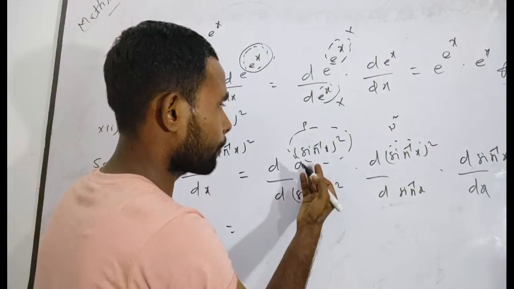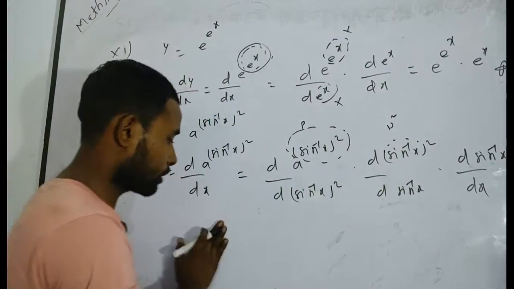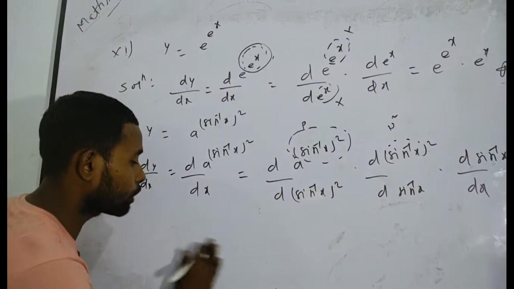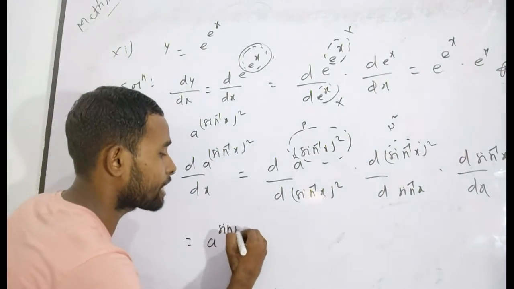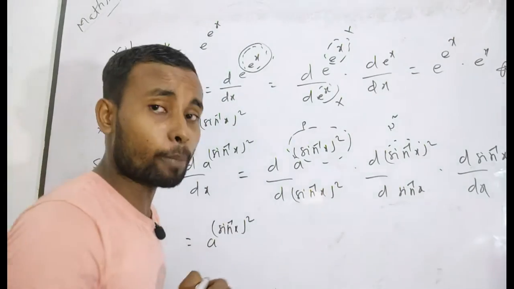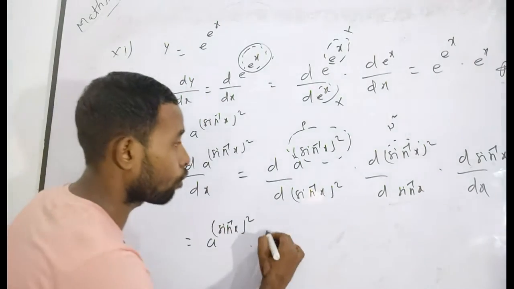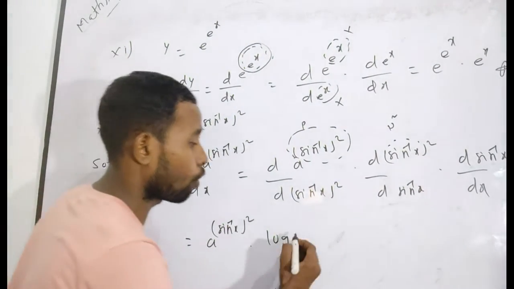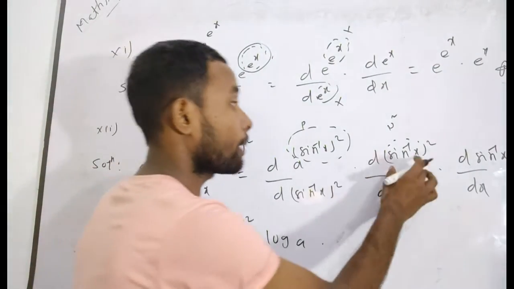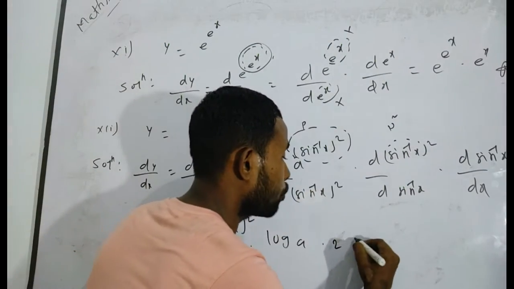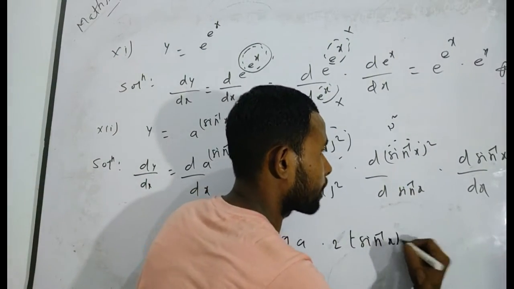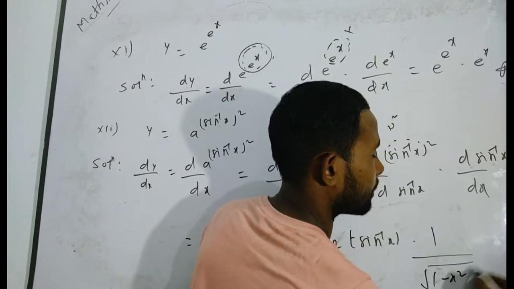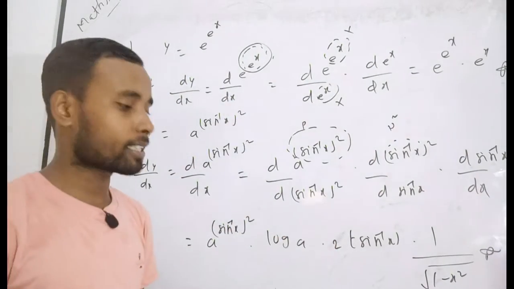And if you differentiate this function, derivative of a to the power p with respect to p will be what? A to the power p, in place of p there is given a to the power sine inverse x square into log a. A to the power p, that means a to the power sine inverse x square into log a into derivative of p square, which will be 2p. What is p? P is equal to sine inverse x, into derivative of sine inverse x, which will be 1 upon root under 1 minus x square. I think you understand.